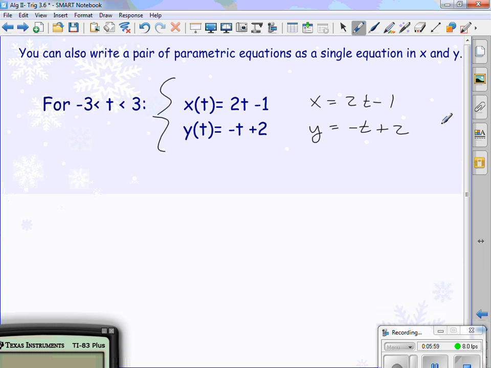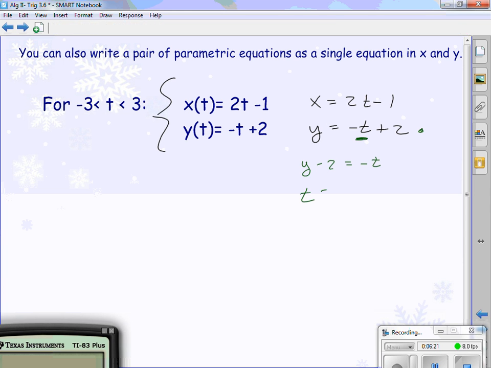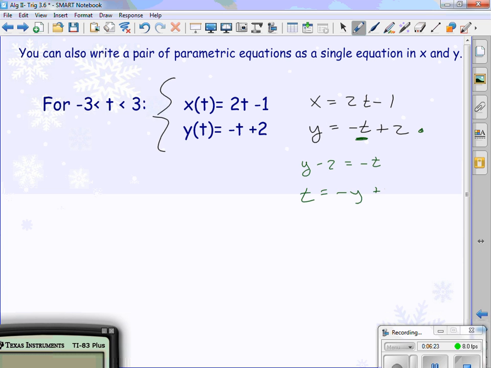Which one do you want to rearrange? I want to rearrange for t. But which one do I want to use? The top one or the bottom one? Bottom. So I'm going to rearrange the bottom one for t. What's the first thing I have to do? Subtract 2. So y minus 2 equals negative t. Change the sign. So t equals negative y plus 2.